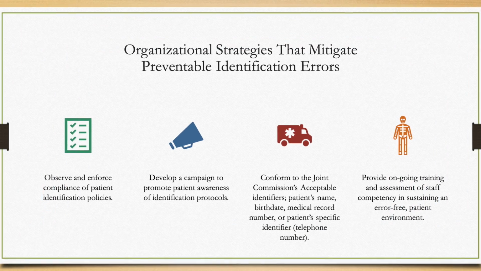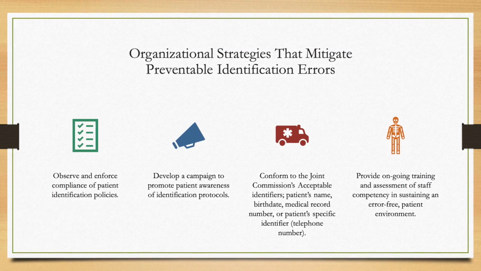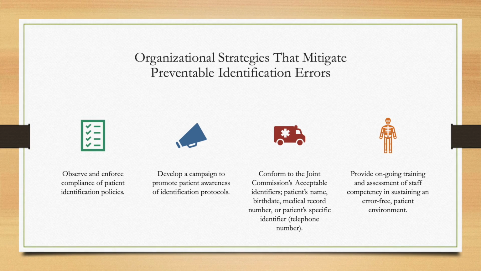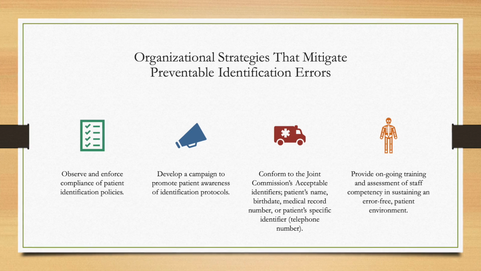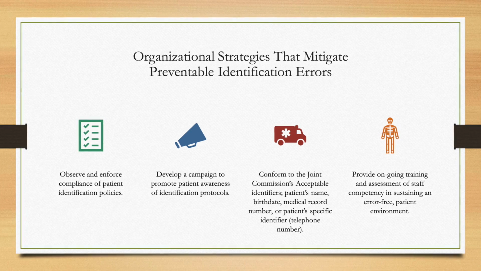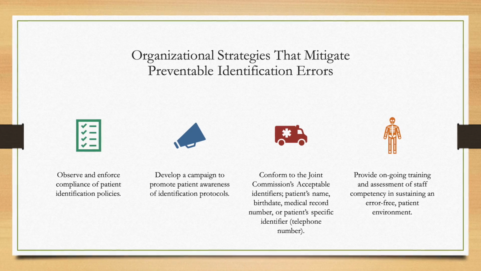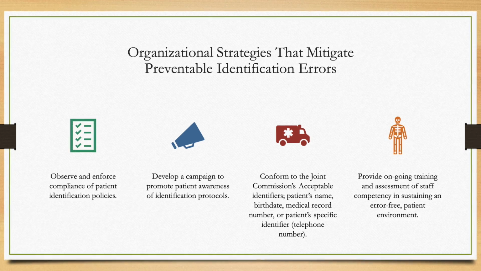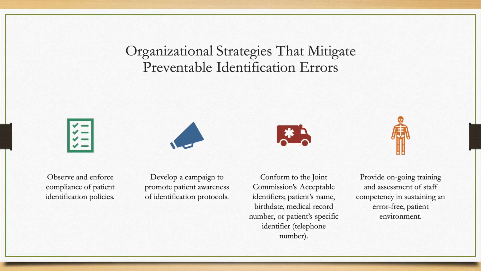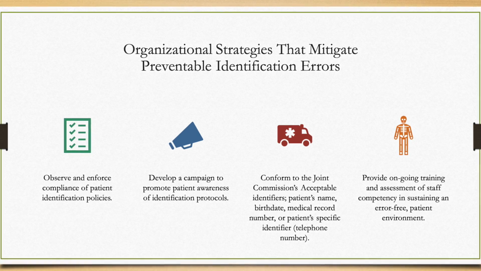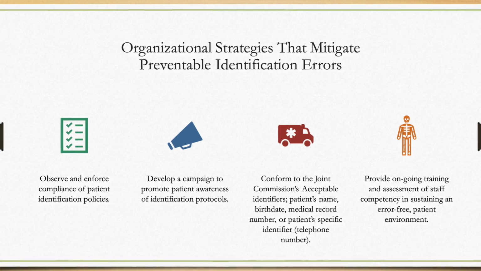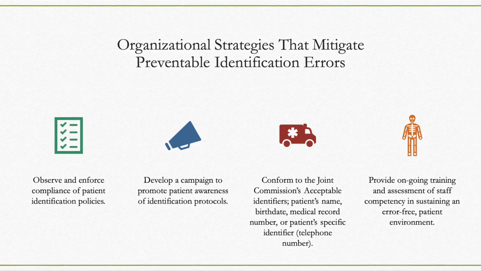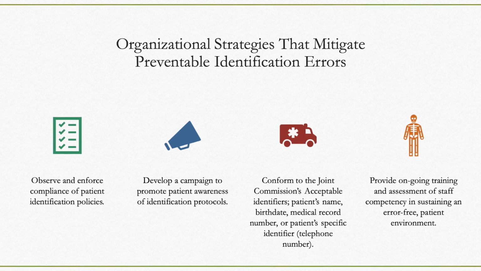Strategies that mitigate preventable identification errors. Number 1, observe and enforce compliance of patient identification policies. Number 2, develop a campaign to promote patient awareness of identification protocols. Number 3, conform to the Joint Commission's acceptable identifiers. They are patient's name, birth date, medical record number, or patient-specific identifier, for example, telephone number. And number 4, provide ongoing training and assessment of staff competency in sustaining an error-free patient environment.